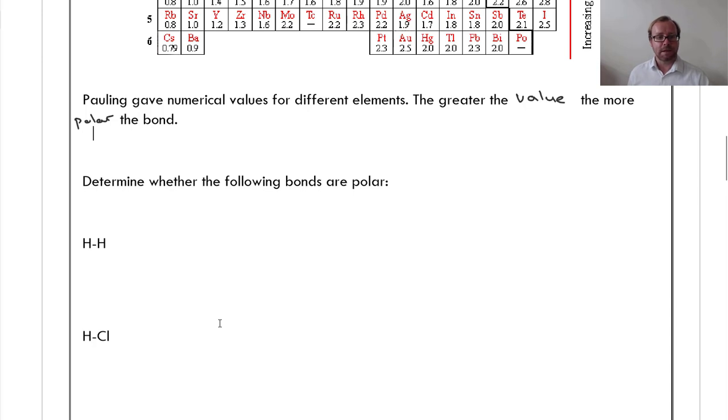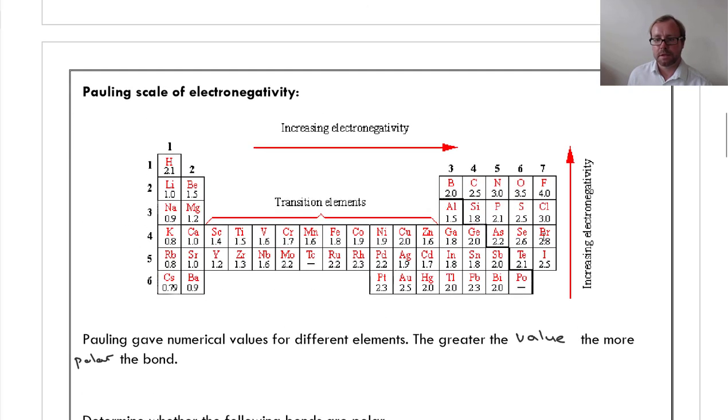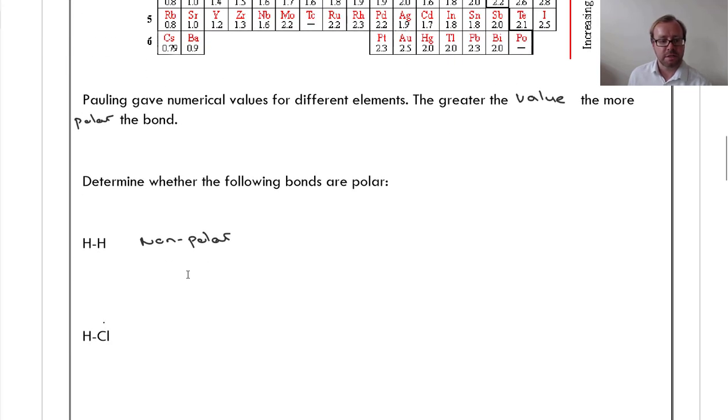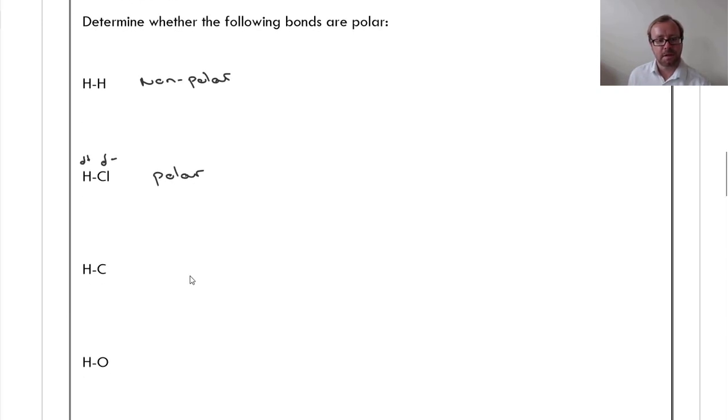Okay, so how did we get on? Right, so the hydrogen-hydrogen bond, both have 2.1, so it is non-polar. Chlorine is electronegative. Hydrogen is not very electronegative, meaning we have a polar bond.